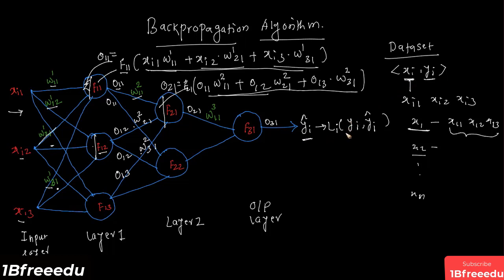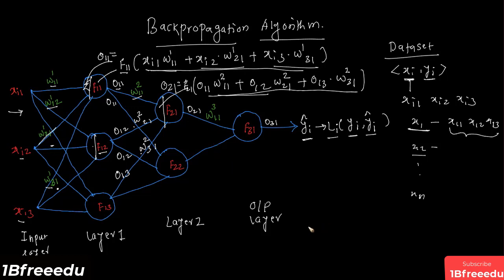So the loss for this input is, here we are considering the squared loss, or it may be any loss, right? But the loss means how different is this predicted output from this actual output, right? So we calculate this loss, and then we update the weights, right? And how do we update the weights?